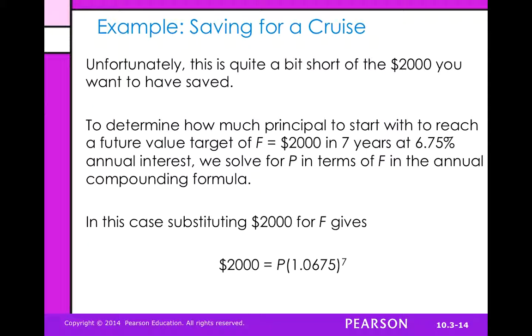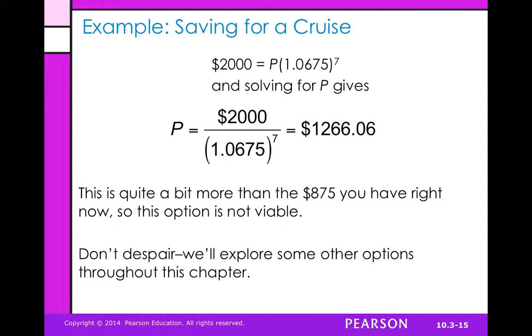So to determine how much you should start with to reach that target, let's now leave this P blank. Right? Now we don't know the present value that we need to invest, but we know our target future value. So in this case, if we put 2,000 over here and then solve for the principal that would get that for us, using the same formula, we can find out how much we should invest now. With your calculator, you should ask it what 1.0675 to the 7th is, and then divide it over, and you end up with a principal amount of 1266.06. So that's quite a bit more than you wanted to invest right now.